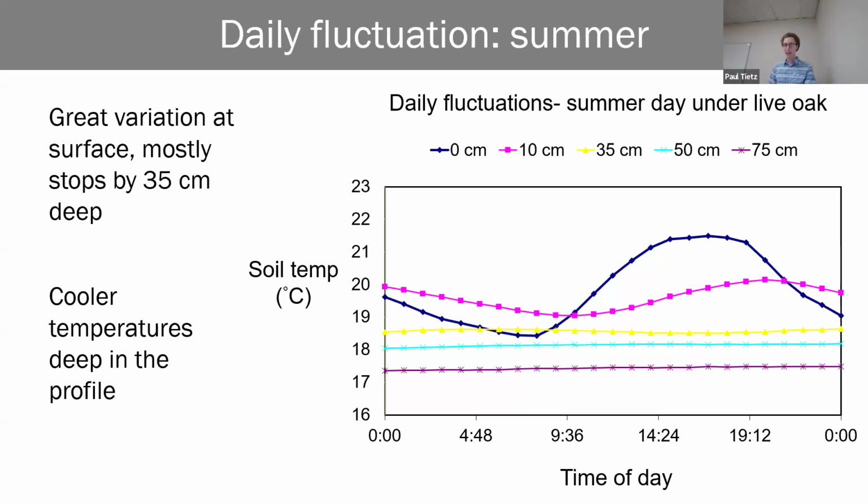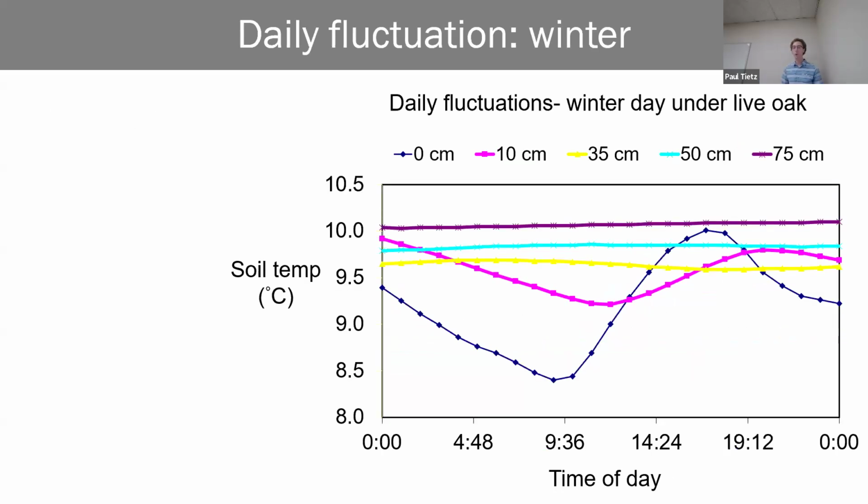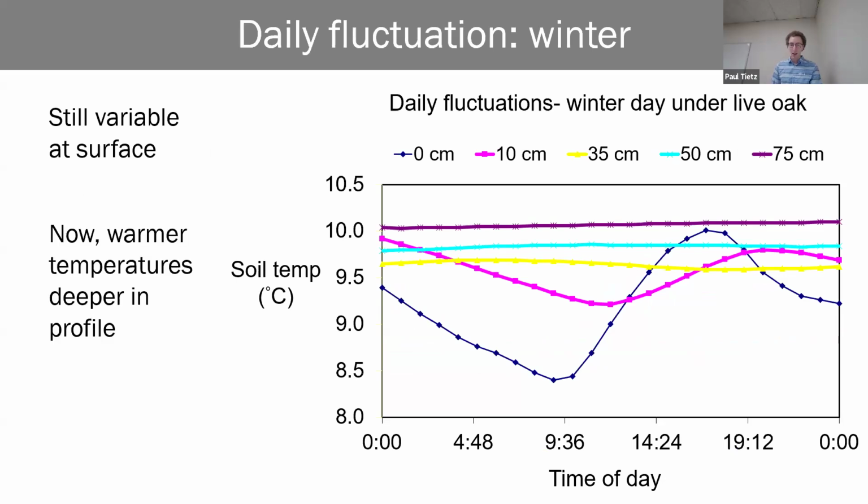Yes, this is the summer example. If we look at a daily fluctuation through the winter now, we see really the same kind of characteristics here. It's very variable at the surface, but now the warmer temperatures are found deeper in the profile. It gets coldest once again in the morning, warmest in the afternoon at the surface, but compared to each of these measurements deeper in the profile, it gets warmer deeper in the profile.